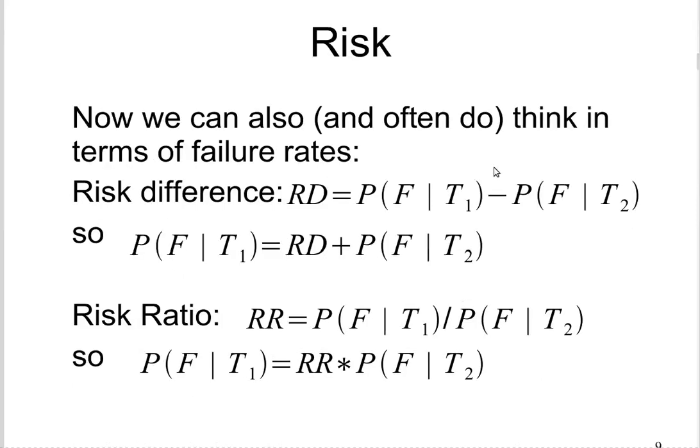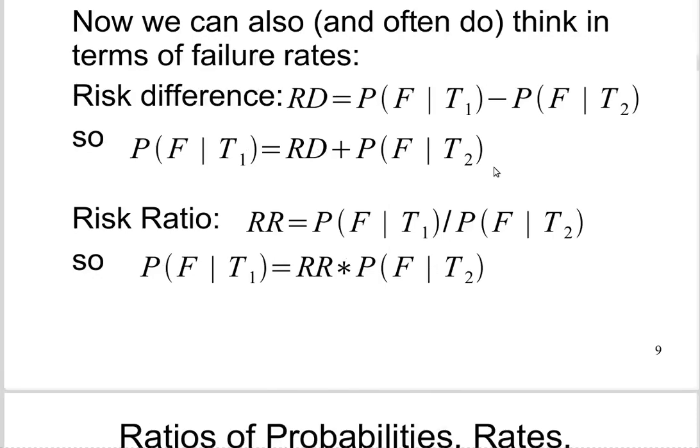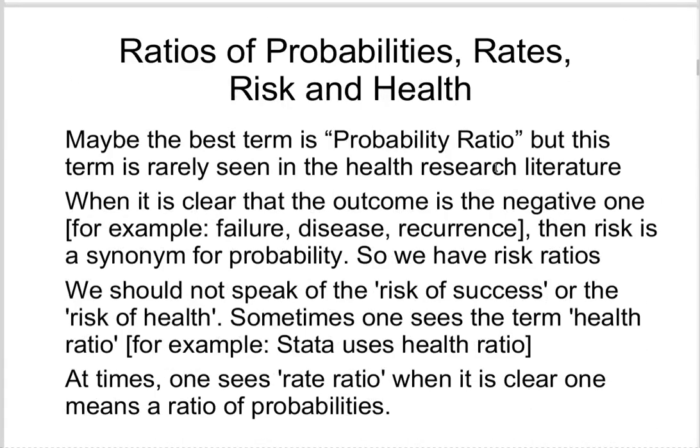Now, when the outcome is something negative, or it's being posed in terms of something negative, like a failure rate or mortality rate, then instead of a rate difference, we can have a risk difference. Similarly, we can have a risk ratio. And those are the terms and how they're written. So we have ratios of probabilities, rates, and risk and health.